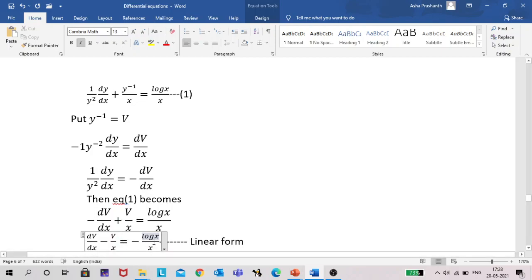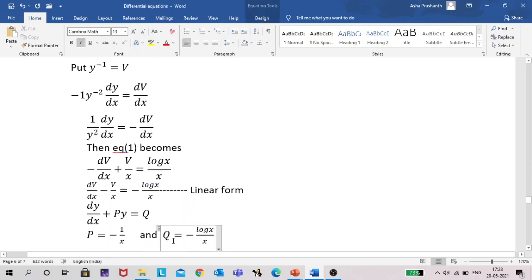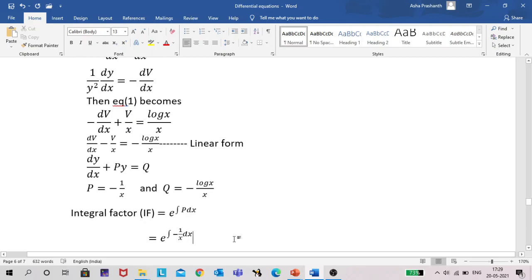Now we can say that it is in linear form, right? You compare this with the standard linear form, dy by dx plus py is equal to q. You write what is p and what is q. P is equal to minus 1 by x and q is equal to minus log x by x, right? So after writing these two values, you can find the integral factor. Integral factor is equal to e to the power of integration of p dx. P is what? Minus 1 by x.